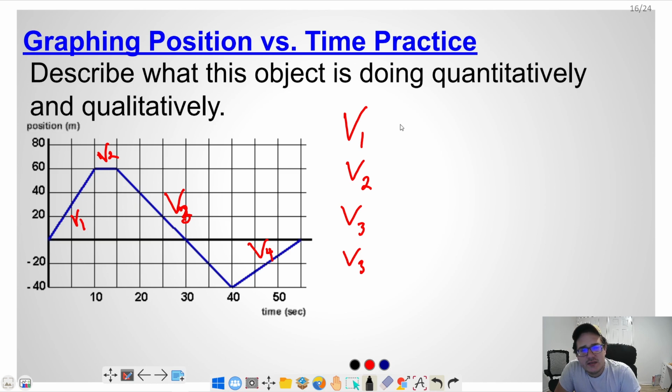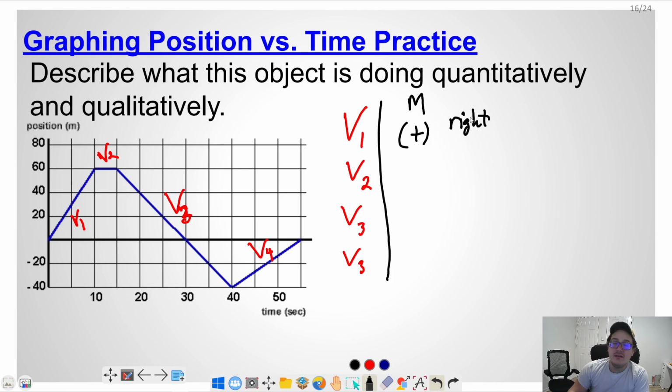Okay, so what is happening for this first velocity? Make sure my board's straight. There we go. For velocity 1, we notice that the slope is positive, which means the first one is going to the right. So that's describing it qualitatively. As we see, the slope is positive over here. It's going up, which means our object's going to the right. I guess it could be going up too. Okay, but it's going in the right direction.